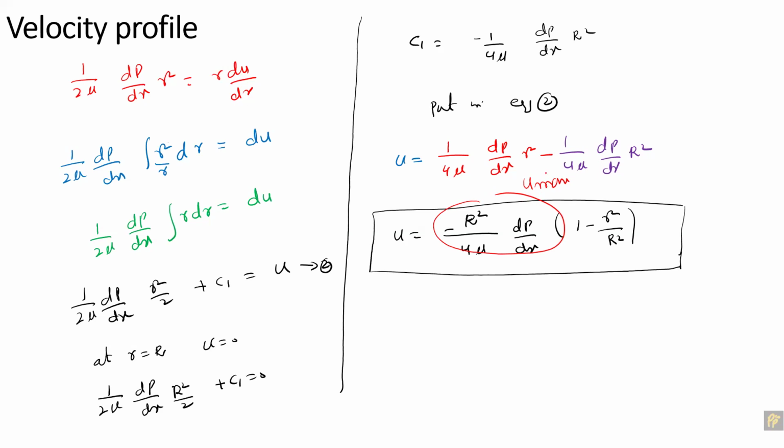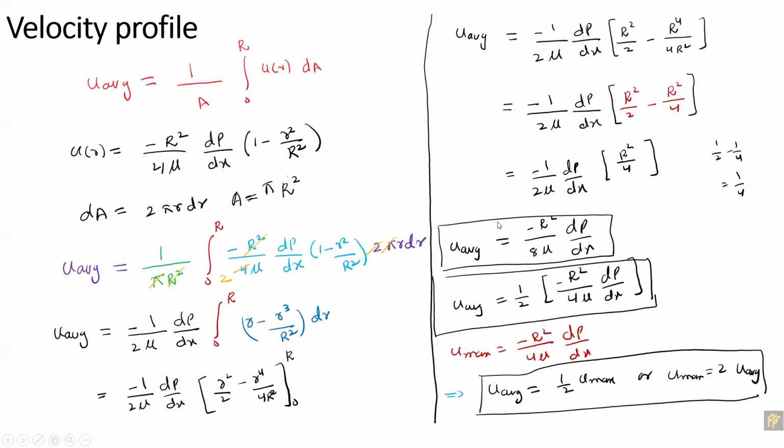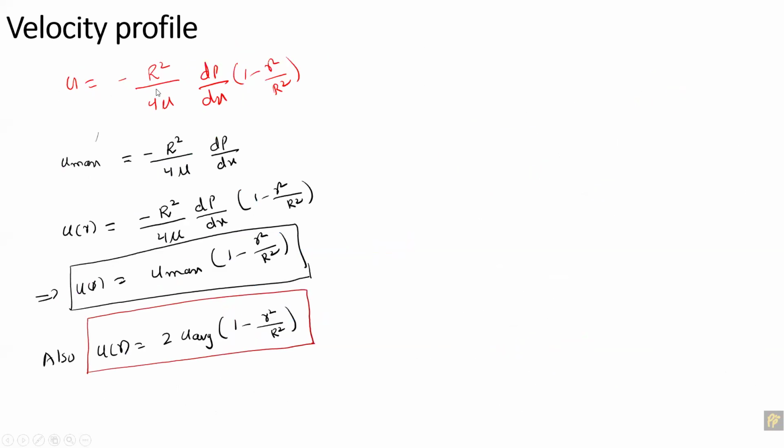So again, we change this value U maximum into U. You can find out the U maximum from the U average, but directly you can put the U average in the formula. So that's why first we change to the U maximum, and we know U maximum is twice the U average. So here you can see that we can put the formula as U and U maximum. So U(r) becomes U maximum into 1 minus r square upon R square. And also the U maximum is twice the U average. So you can have the formula U(r) is equal to twice U average times 1 minus r square upon R square.